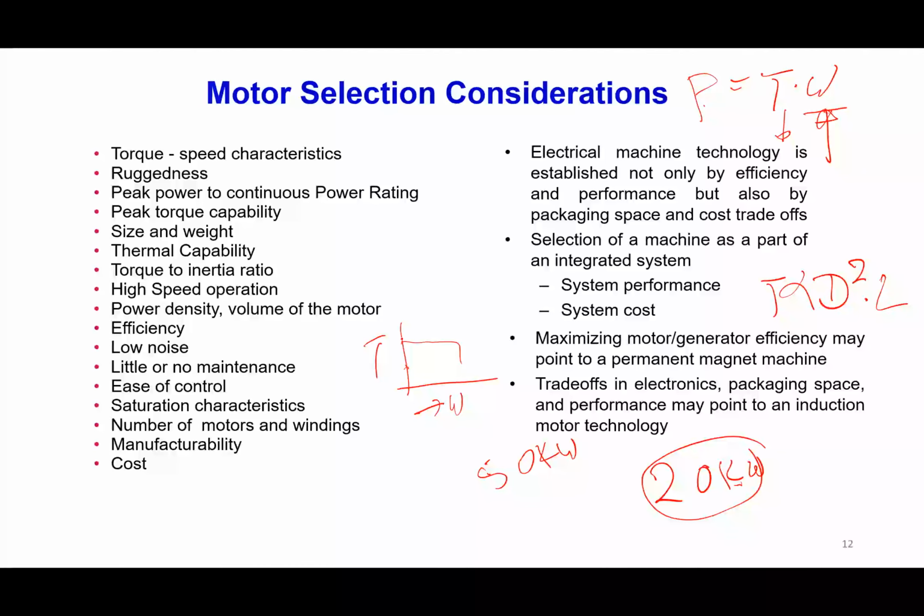If you want to operate at the highest possible efficiency, then permanent magnet machines are better. But if you want a robust machine that is more fault tolerant, with less maintenance requirement and that type of thing, then the induction motor is better.